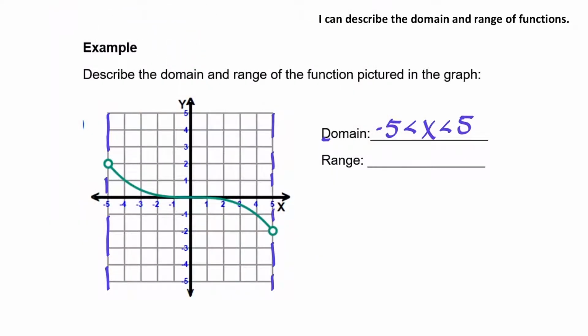Now let's do range. If we draw in the range, it goes from here at -2 to 2. So my range is going to go from -2. Once again, I have an open circle, so that's less than. My range is y. And then we go to the highest point, which is 2. So that is less than 2.